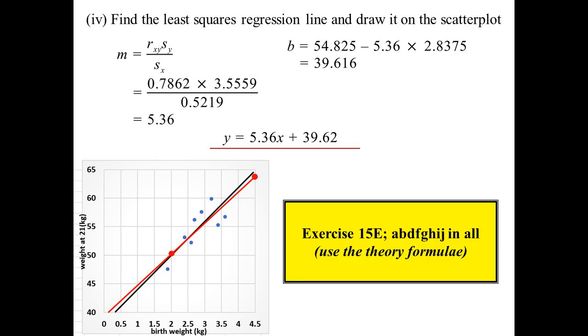All right, so exercise 15E, going to do A, B, D, F, G, H, I, J in all of the questions, but use the theory formula to do these. I think you'll find it easier than the ones that they're getting you to do in the textbook.